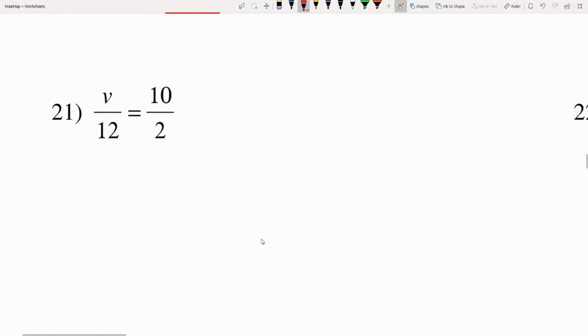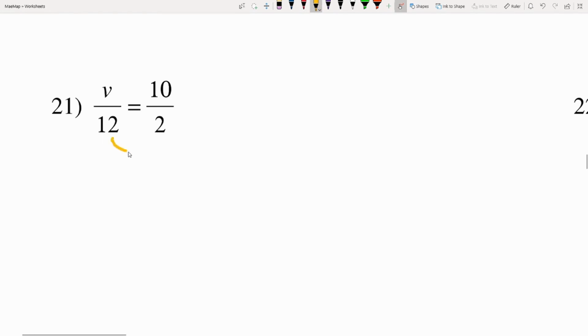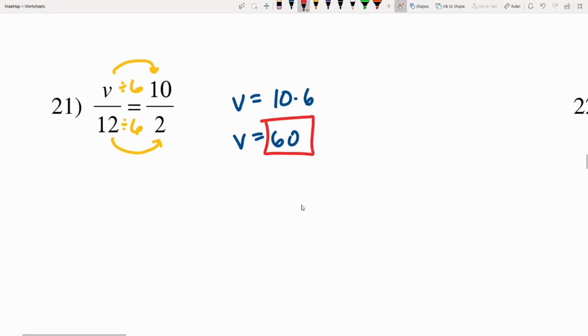And number 21, here's an easier one to work with, because in order to go from 12 to 2, what do we multiply or divide by? That's going to be a 6. And when I say going from one number to the next number, I'm not talking about adding or subtracting. This is only through multiplication or division. So going from 12 to 2, we divide by 6, which means that we need to divide v by 6 to get 10. That means that v is going to equal 10 times 6, because v over 6 equals 10 would be v equals 10 times 6, so v is equal to 60. So 60 is our solution.